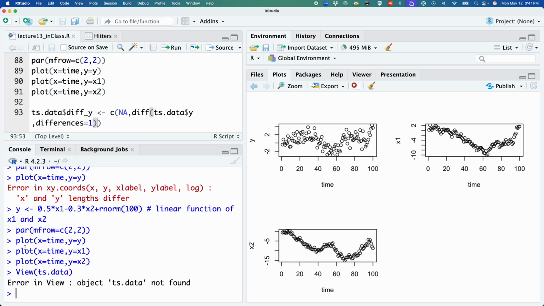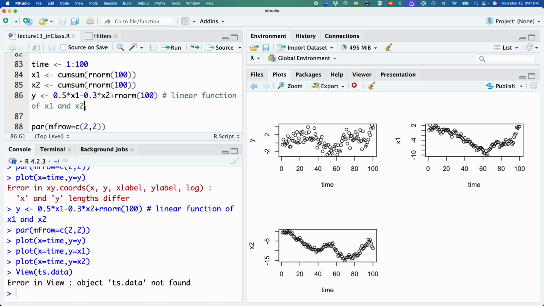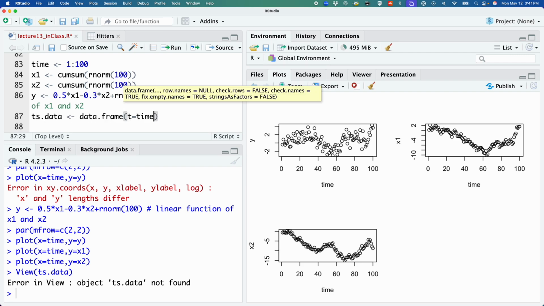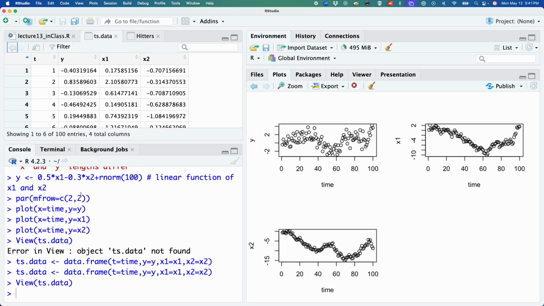Oh, did I not? Oh, sorry, I omitted one line where I just put them all into a data frame. So TS data, data frame, T equals time, Y equals Y, X1 equals X1, X2 equals X2. Okay, so if I do a view of this, right, I have 3 columns, T, my Y, my X1, and my X2.